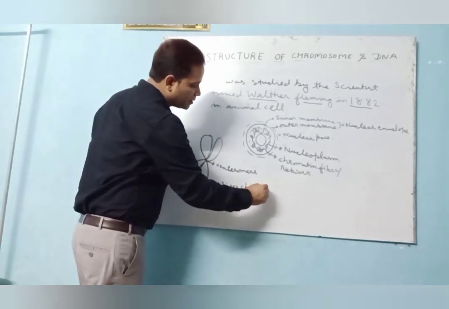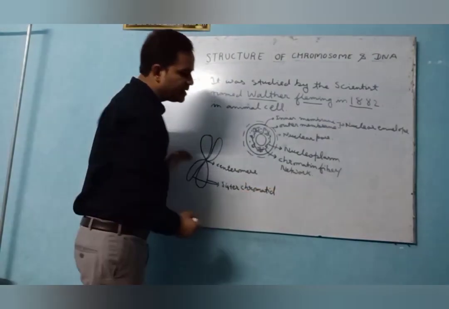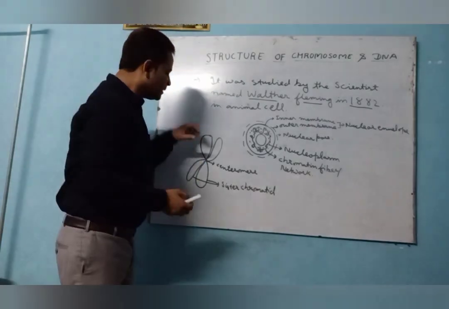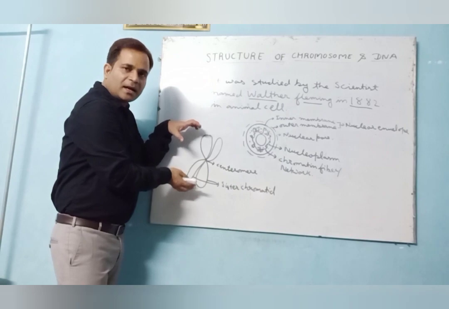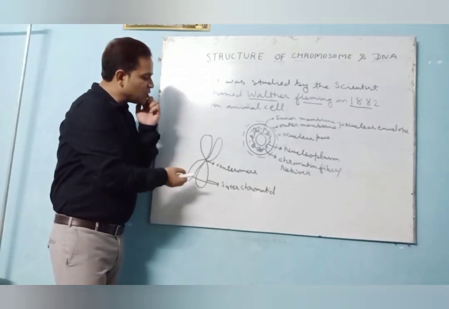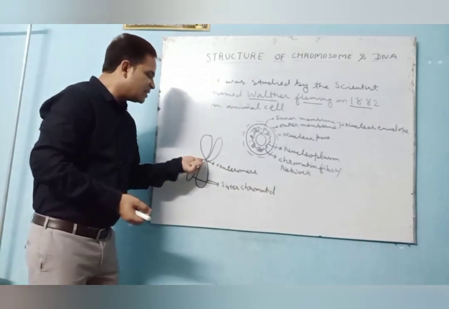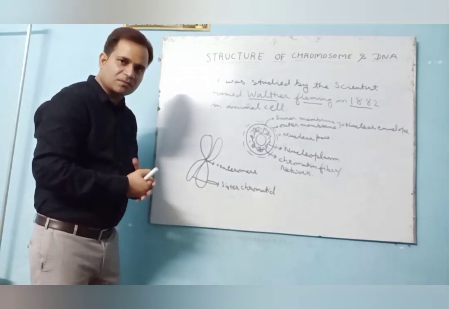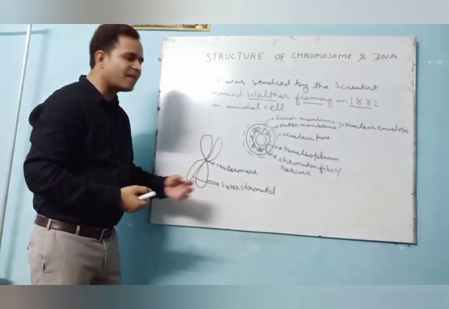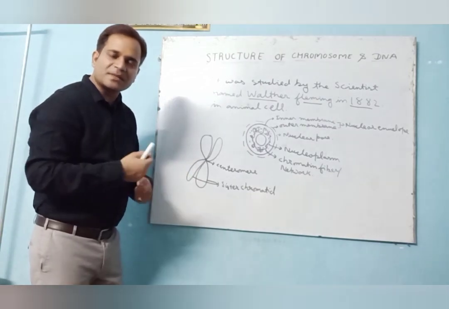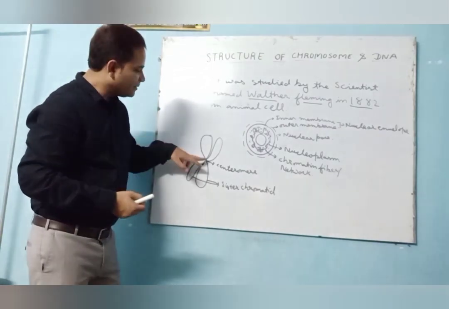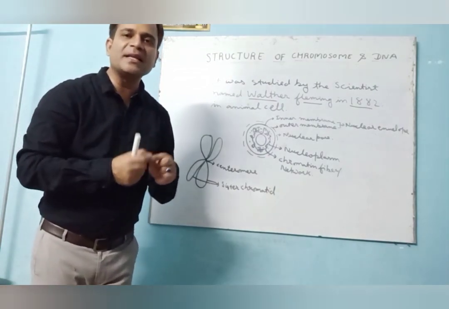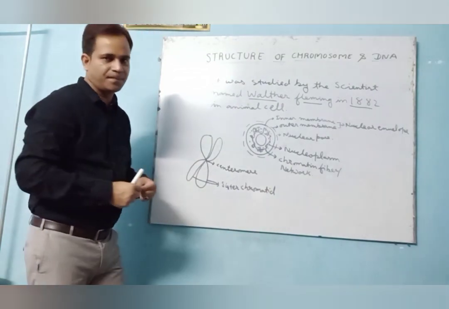Sister chromatids. So see here, I have written here the chromosome. This pair is formed from the chromatin fiber at the time of cell division, and these chromatids are attached at a point. That very point is termed the centromere.